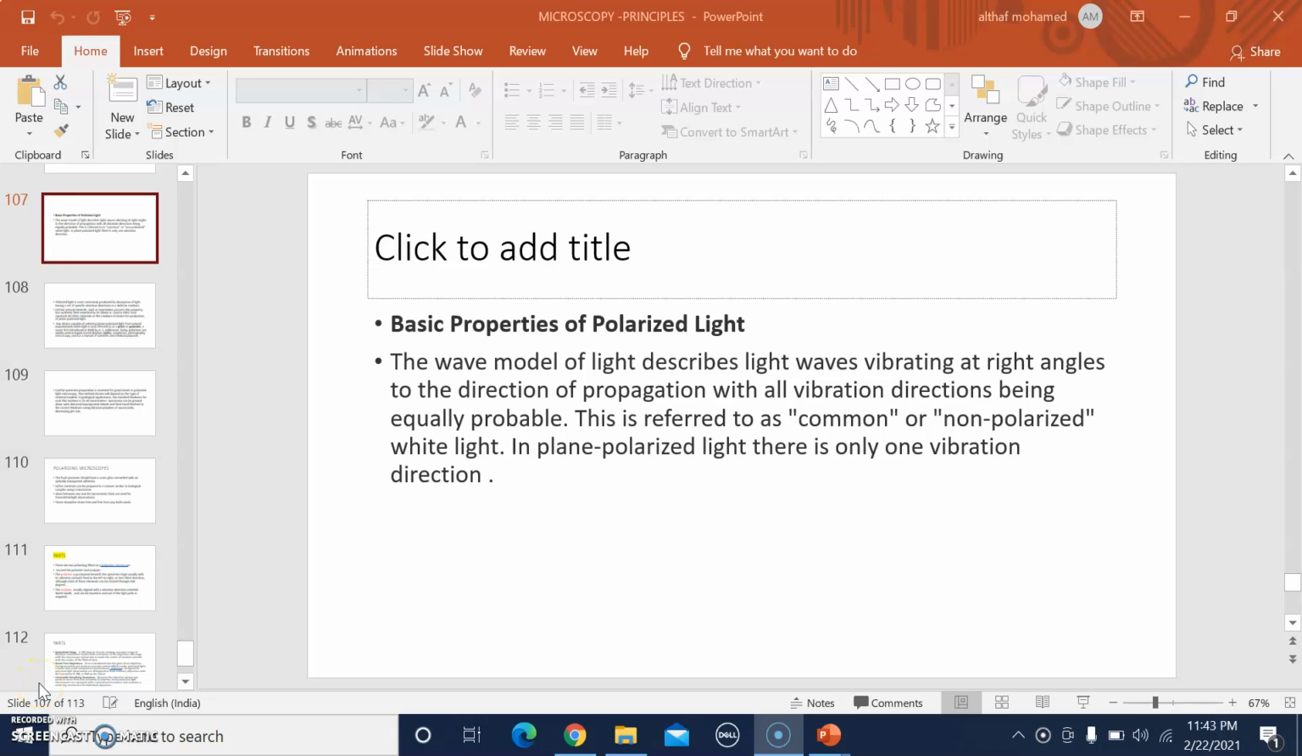So the continuation portion of polarized light, basic properties. The wave model of light describes light waves vibrating at right angles to the direction of propagation, with all vibration directions being equally probable. This is referred to as common or non-polarized white light, whereas in plane polarized light, there is only one vibration direction, no more than one.